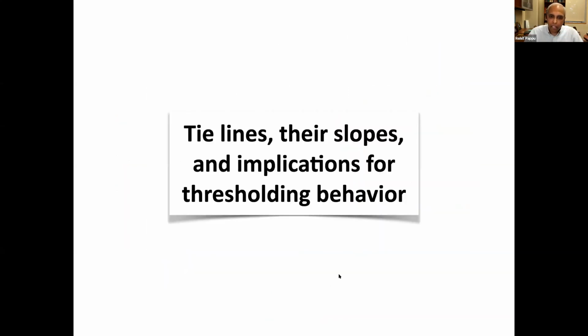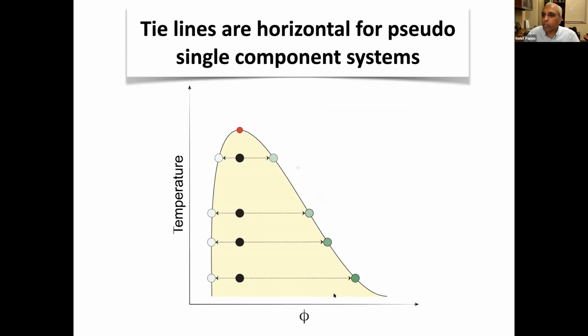Now, these types of phase diagrams will have tie lines, they have slopes, and they have implications for thresholding behavior. This will sound like a mouthful. In the few minutes that I have left, I'll explain what I mean here. Let's go back to the phase diagrams we know and love. Concentration on the x-axis, temperature on the y-axis. Let's say my system is at this particular concentration; it separates into these two coexisting phases, gray and green. And there is a tie line that passes through this black point and joins the two coexisting phases. That basically is the line that connects the two points that are of equal chemical potential, right?